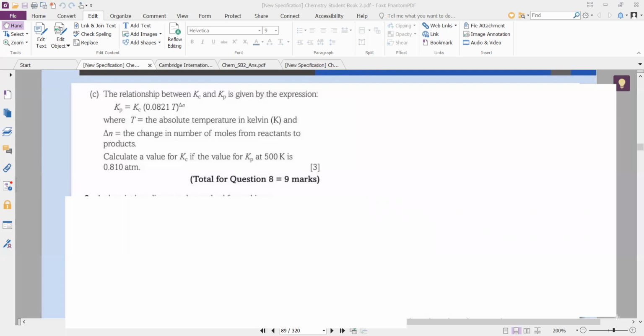And then reaction PCl5 gives you PCl3 plus Cl2. No? Number of products 2, number of reactants 1. Difference is 1. Maybe an unseen equation can be given. There you have to use your knowledge.